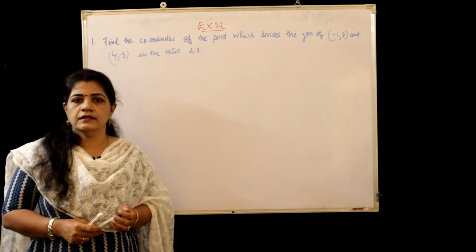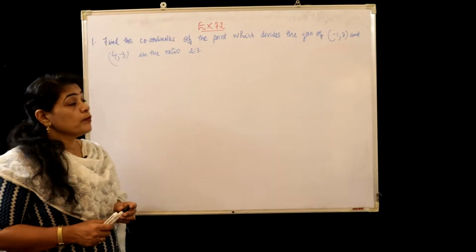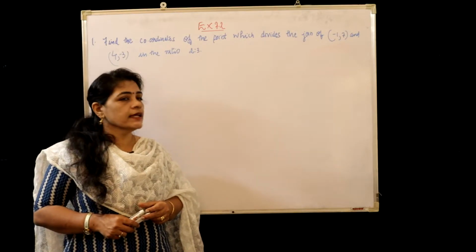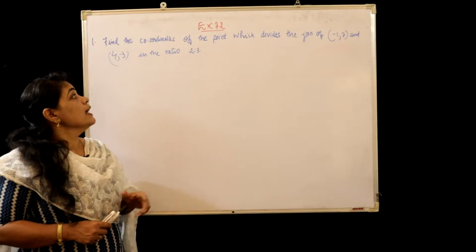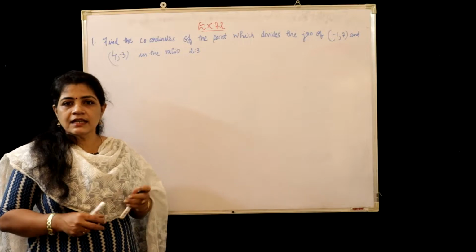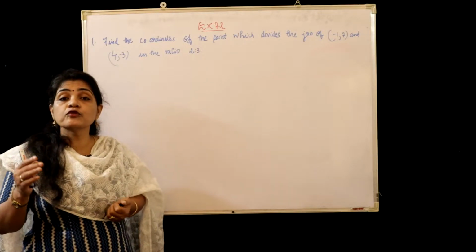In the first question, find the coordinates of the point which divides the join of (-1,7) and (4,-3) in the ratio 2:3. That means here there are 2 points, the join of 2 points.